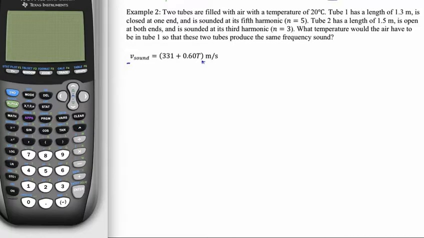And I've included a formula that we're going to need here for the velocity of sound depending on temperature. And of course, we'll also need the formulas for harmonics. So we'll start with the tube with two open ends.